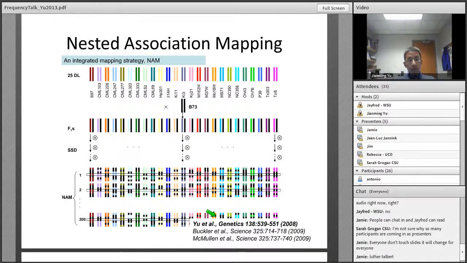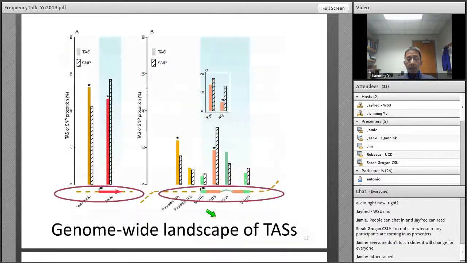This is probably a familiar slide to some of you, called the nested association mapping design. The first concept was introduced in one of the earlier papers in 2008 in Genetics, and there are some diagrams. I actually saw a presentation on this website about nested association mapping, by a wheat breeder, a professor at Montana State, I forgot his name. It was very nicely done.